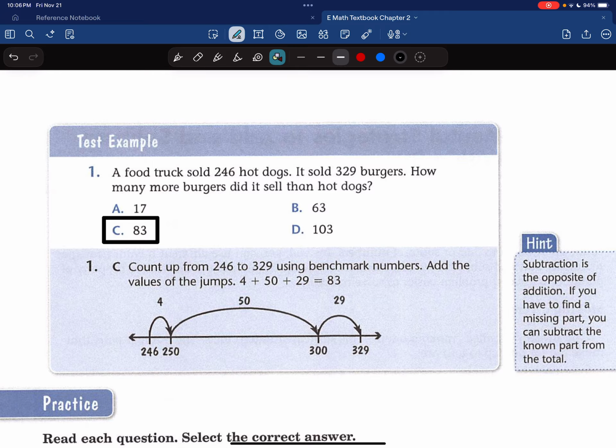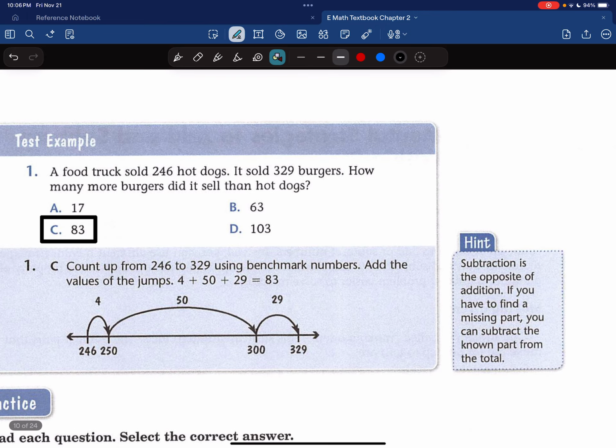Let's look at the hint. Subtraction is the opposite of addition. If you have to find a missing part, you can subtract the known part from the total. And you don't have to worry about that too much, but I want you to know that this is algebra right here. Subtraction is the opposite of addition.